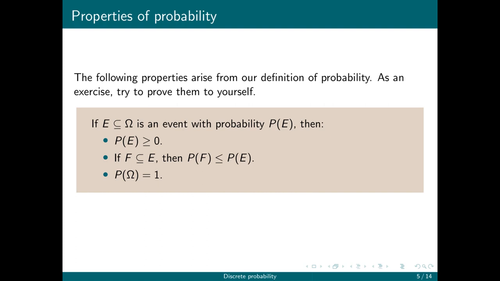The following properties arise from our definition of probability. They are not super hard to prove from the definition, so try to prove them yourself. If E is a subset of omega with probability P of E, then P of E is non-negative. It's at least 0. If F is a subset of E, then F's probability is at most the probability of E, and the probability of the entire sample space is equal to 1.